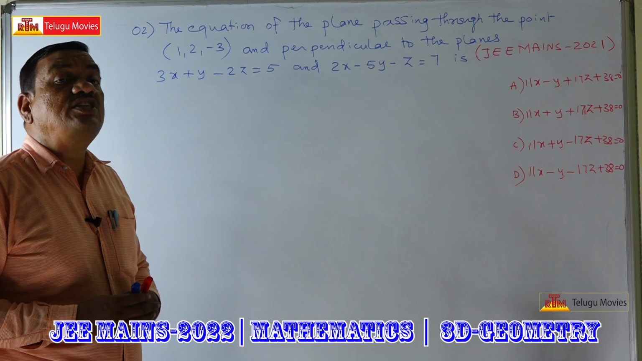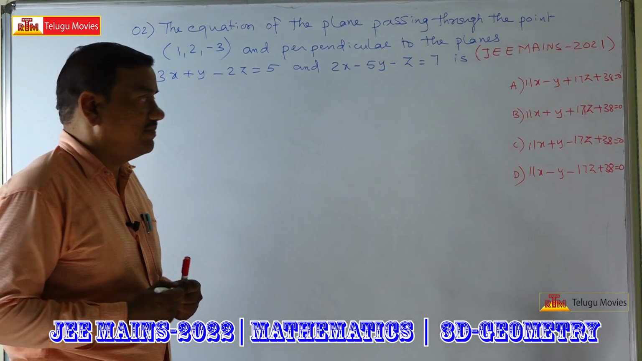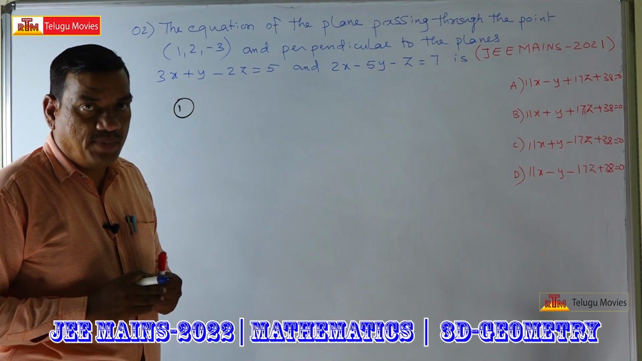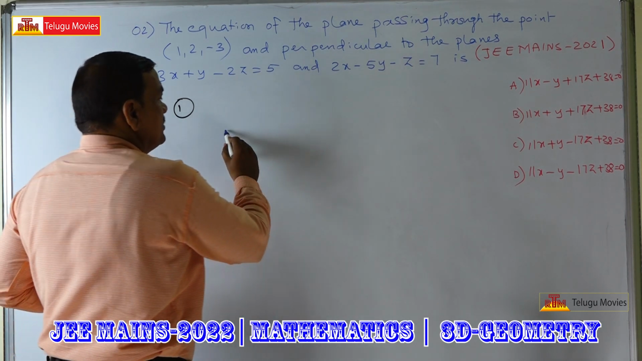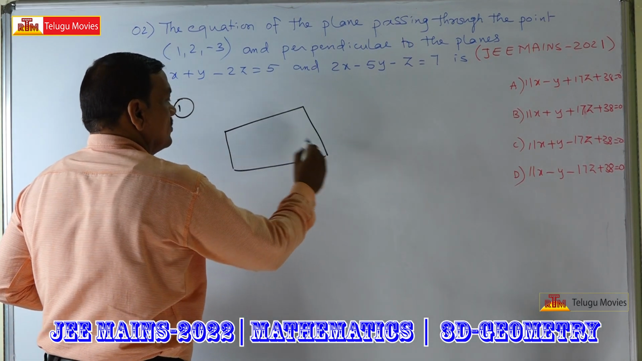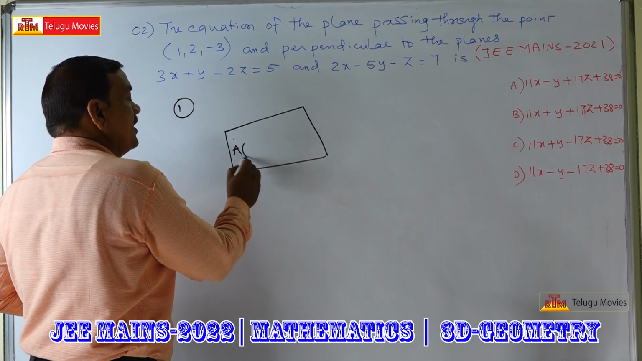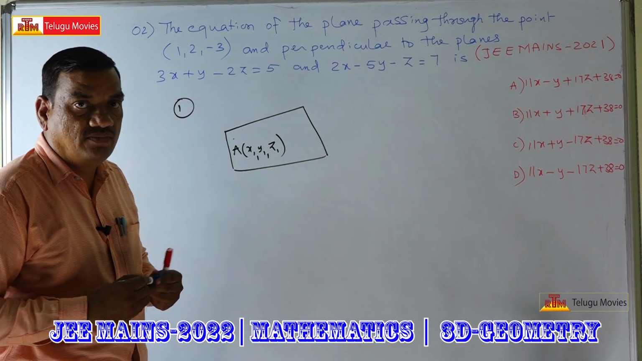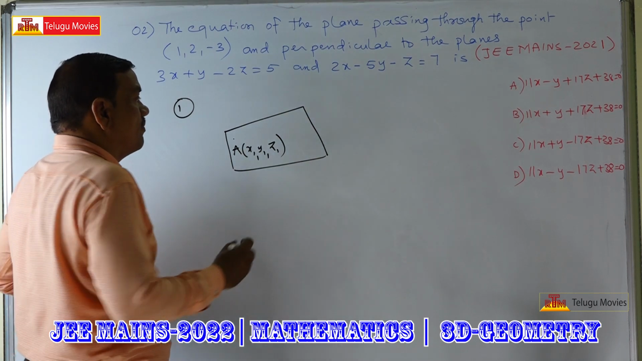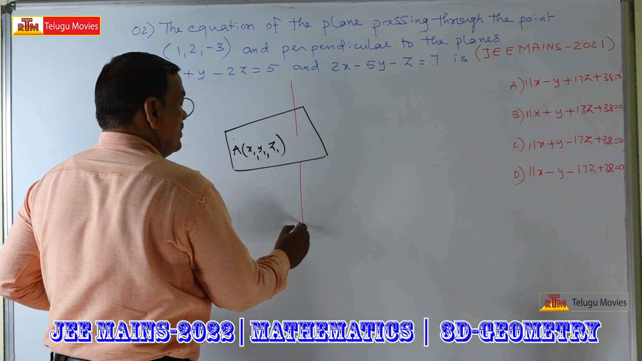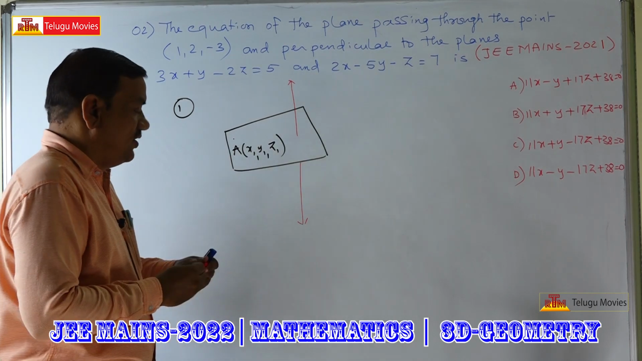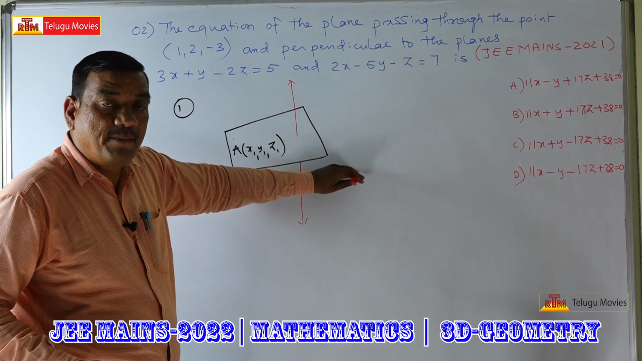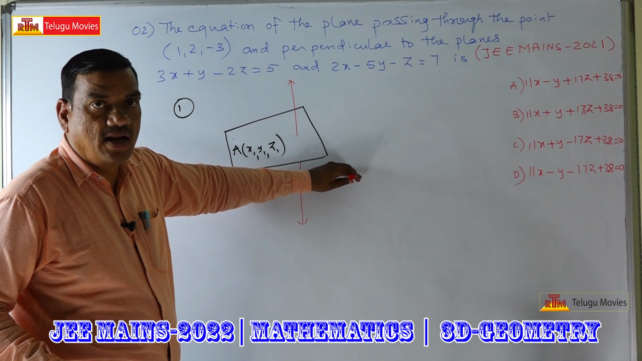Now, to solve this problem, you should know some basic concepts. The first concept is the equation of the plane. Let us take a plane. It is passing through the point A, x1, y1, z1, and the DRs of the normal. Normal means a line perpendicular to the plane.